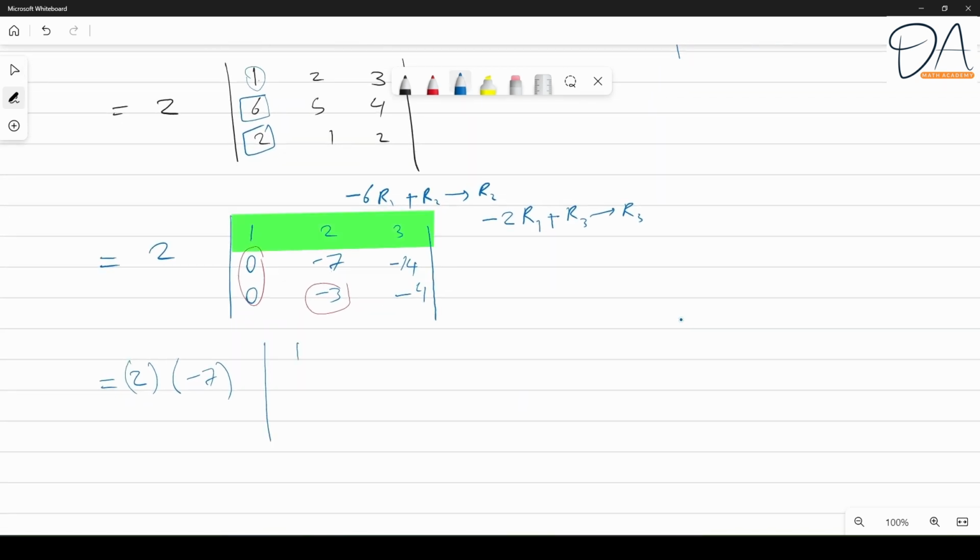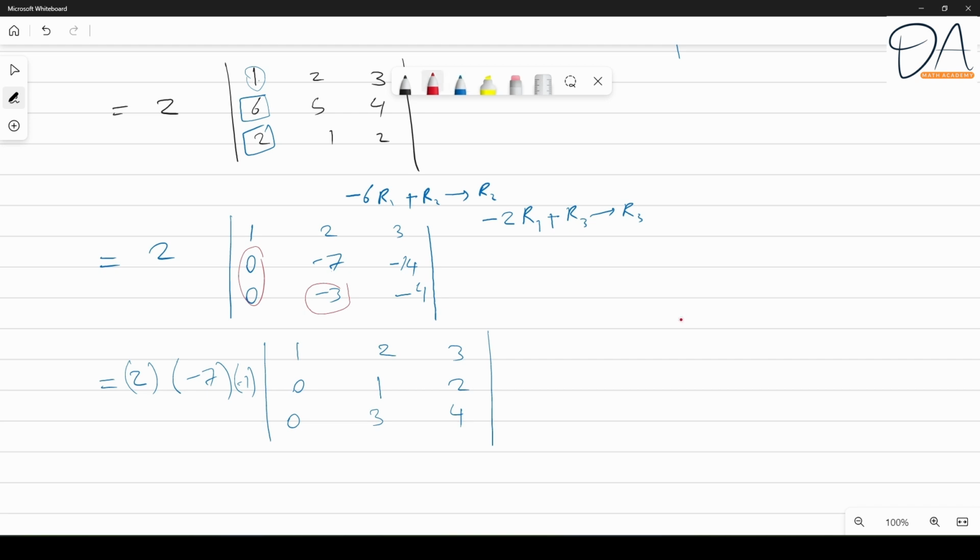So our first row remains the same, but the second row becomes 0. Minus 7 divided by minus 7 gives us 1. Minus 14 divided by minus 7 gives us 2. The third row actually can also take the minus as a common factor so that we don't have a minus. So if you take minus 1 out of the third row, we get 0. Taking the minus out, we get 3. Taking the minus out, we get 4.